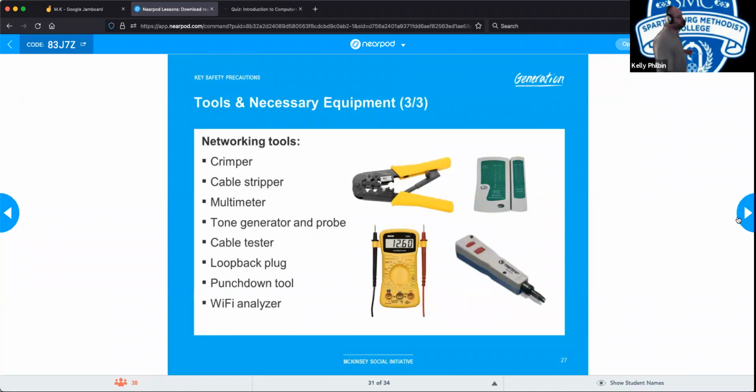Next, networking tools. There are a variety of tools that you can utilize while networking. Many people might be familiar with these. A multimeter, good for testing the voltages, ohms, and or continuity of electrical components.